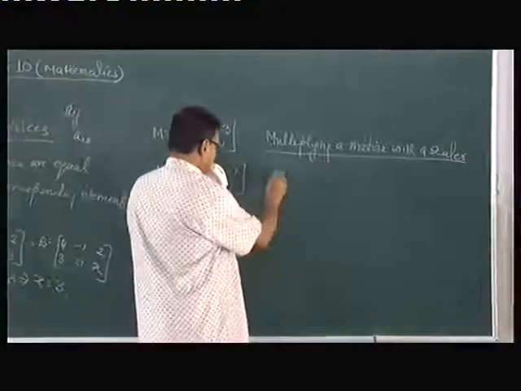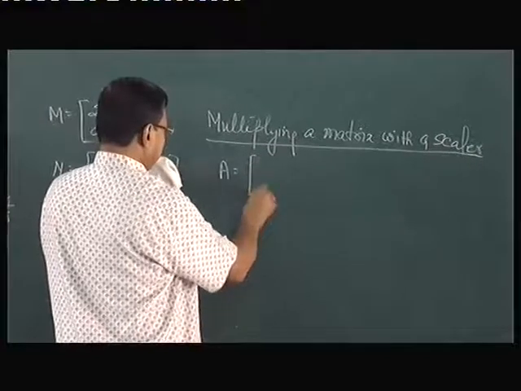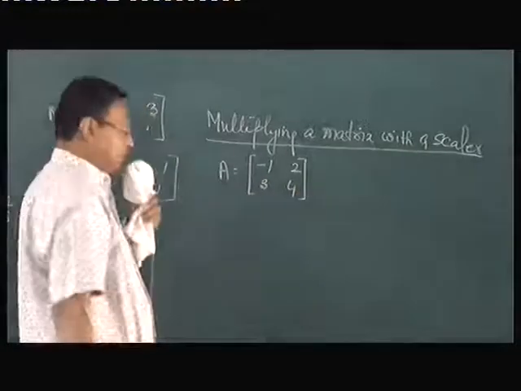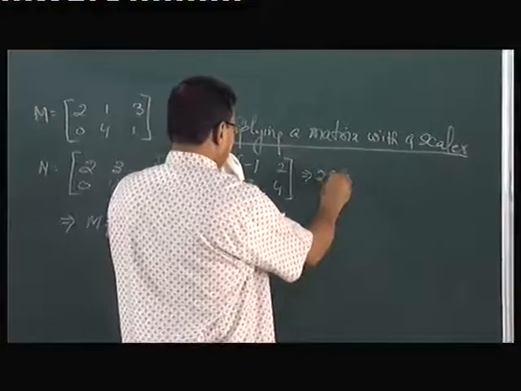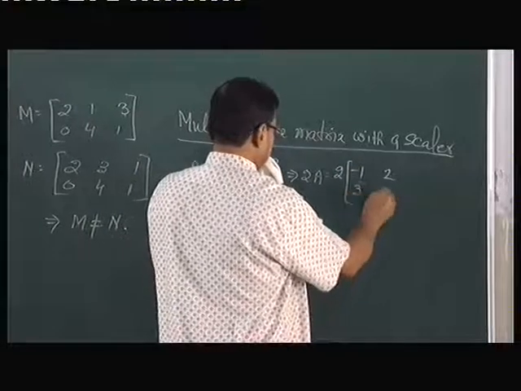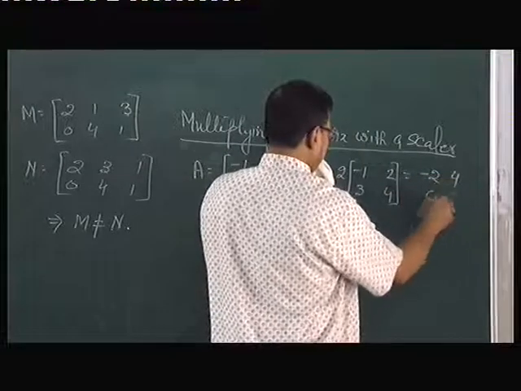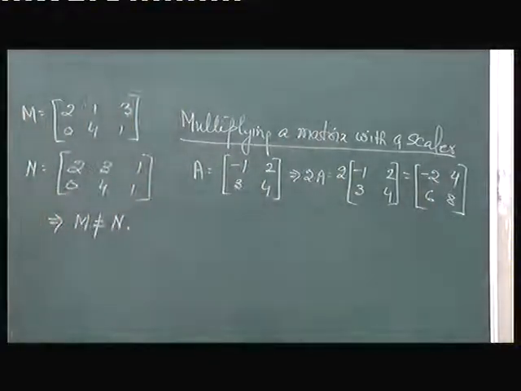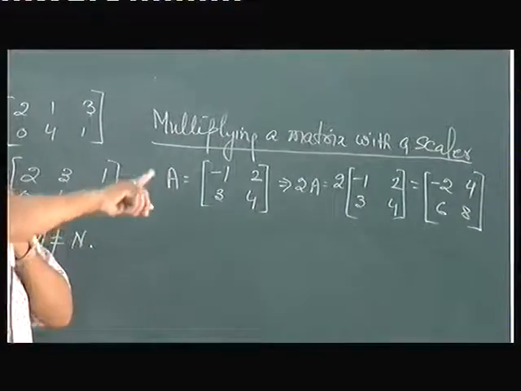So supposing it is a matrix A, is this, I have to find 2A. So multiplying the matrix with 2. So I said each and every element will be multiplied. So that is what I mean, multiplying a matrix with a scalar. Each and every element will be multiplied with that number.